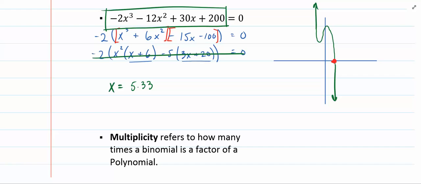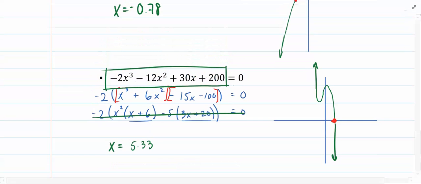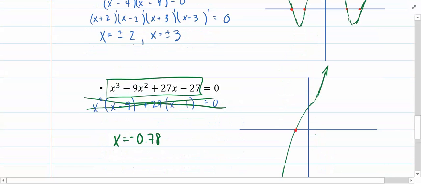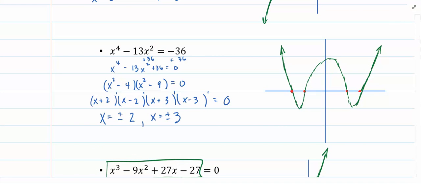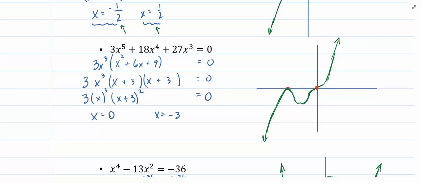Now, to finish out this video, let me remind you about multiplicity. Multiplicity refers to how many times a binomial is a factor of a larger polynomial. So we had some examples of that here. I'll highlight this with purple this time to make it stand out as we go back and review. We didn't have any even multiplicities in this example, or at least we had an odd multiplicity, because in each of these binomials, those occurred one time. We had an odd multiplicity, power of 1.